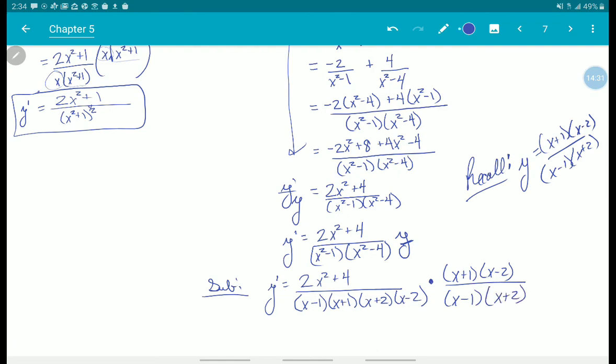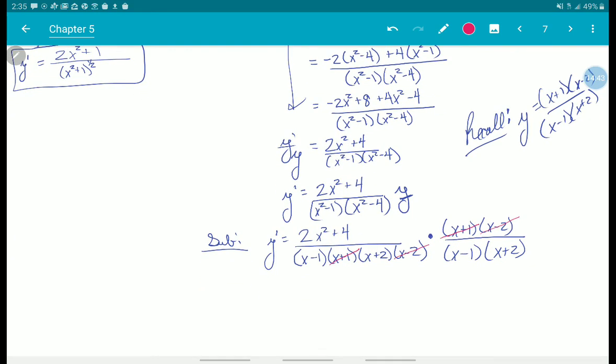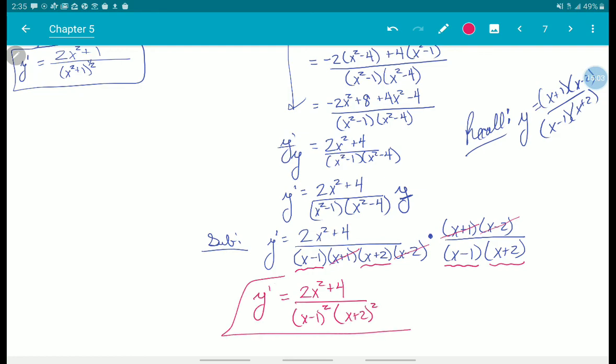So you can see that this x minus 2 will cancel with this x minus 2, and this x plus 1 cancels with this x plus 1. So then we are left with 2x squared plus 4 on the top. Check out what's in the bottom. We have x minus 1 times x minus 1, which is x minus 1 squared. And then we have x plus 2 times x plus 2, which is x plus 2 squared. So there is our derivative.